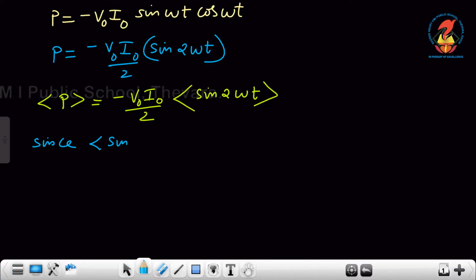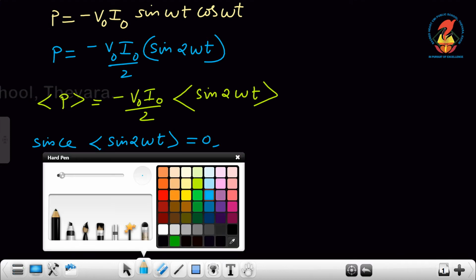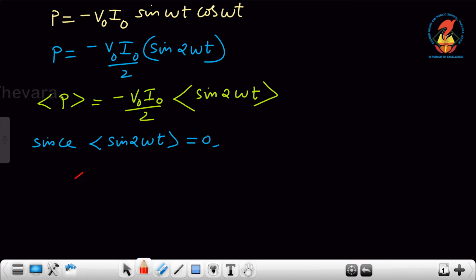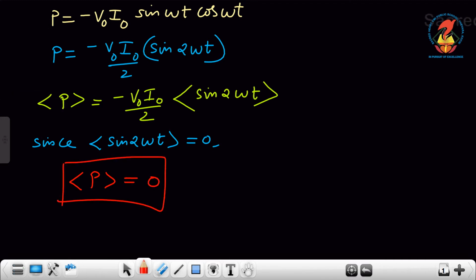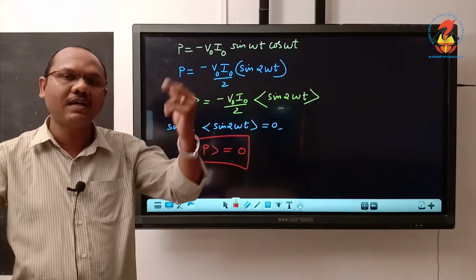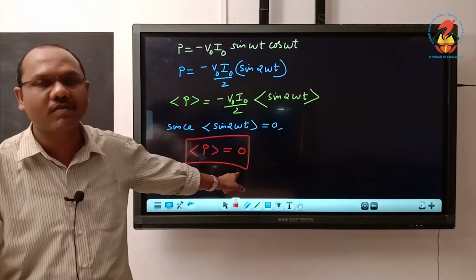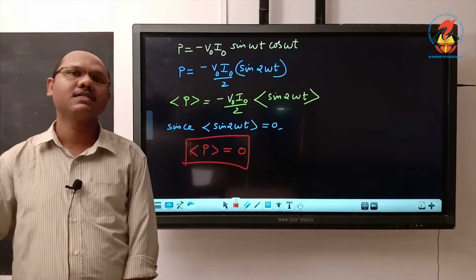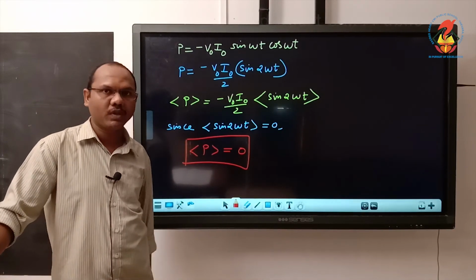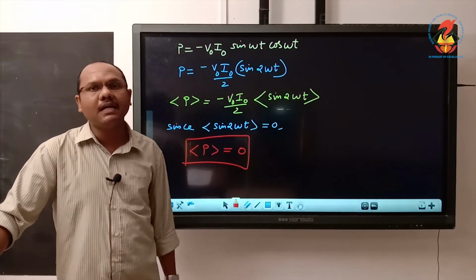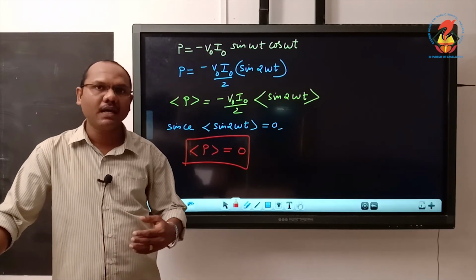Therefore, since the average value of sine 2 omega t is equal to 0, the average power consumed by a purely inductive circuit is 0. This is the consideration I told you about, wattless current. It does not consume any power. So this current is called wattless current. Okay. Now let us see the power consumed by a capacitor.